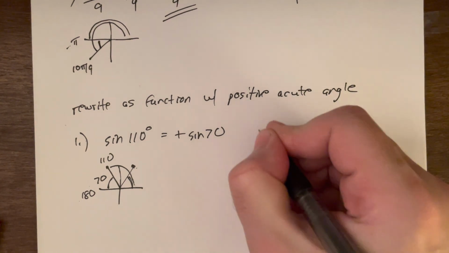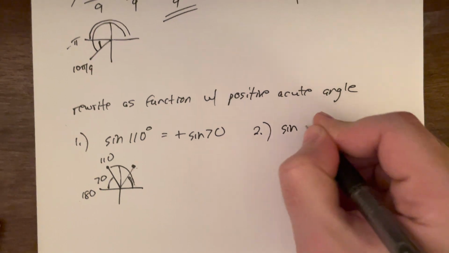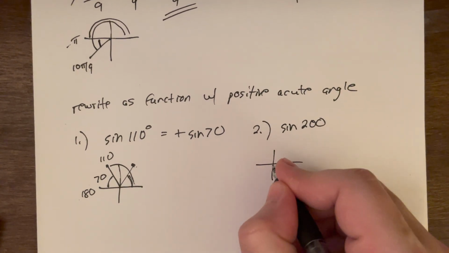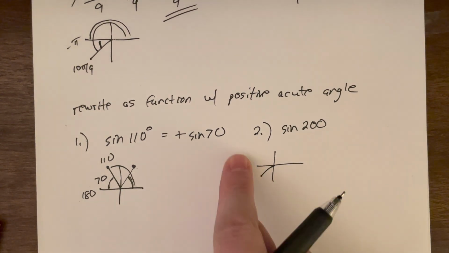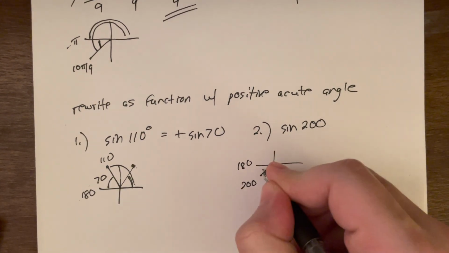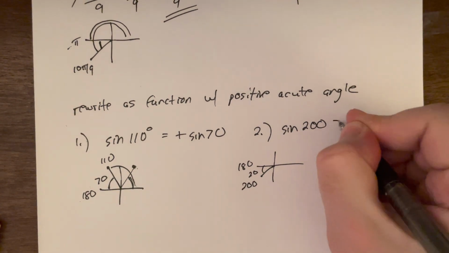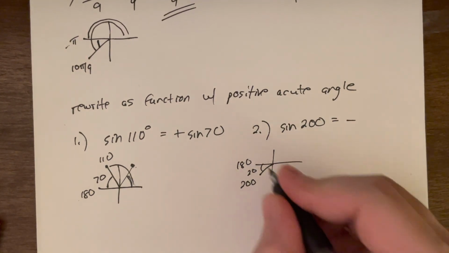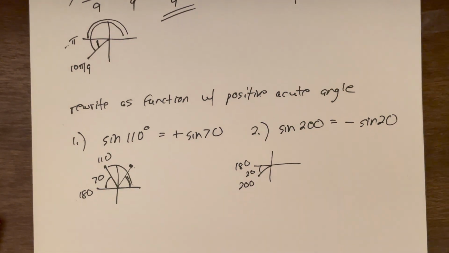So let's do a similar one with sine. Let's stick with sine for another moment. Let's take a look at sine of 200 degrees. Now 200 degrees, I'm in the third quadrant, bigger than 180, smaller than 270. So this would have a reference angle of 20, and two things: I'm in the third quadrant, I know sine would be negative, and now with the reference angle, negative sine of 20.